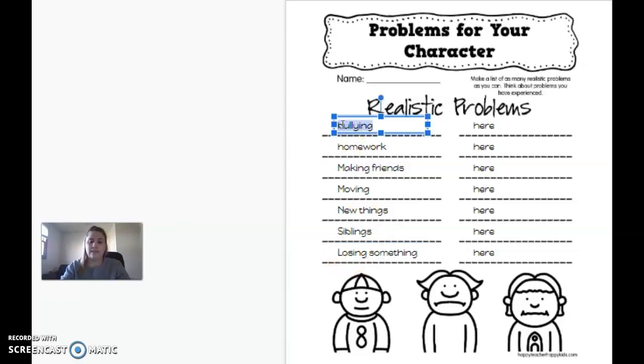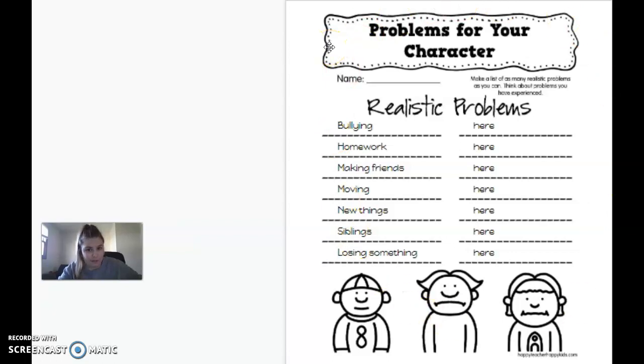I'm just going to capitalize our bullying and our homework. Here we go. So we have 7 things so far of realistic problems. We need 7 more. So I might need your help to help me figure out some more. So what we're going to do is your assignment for today is going to be to fill out a problems for your character sheet of your own.